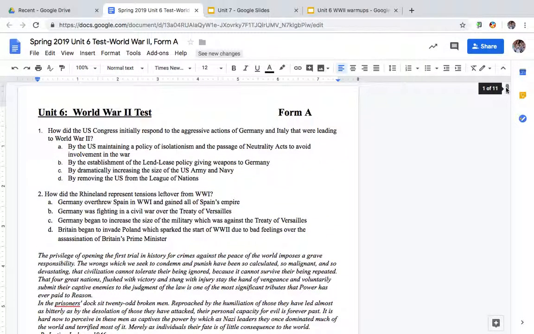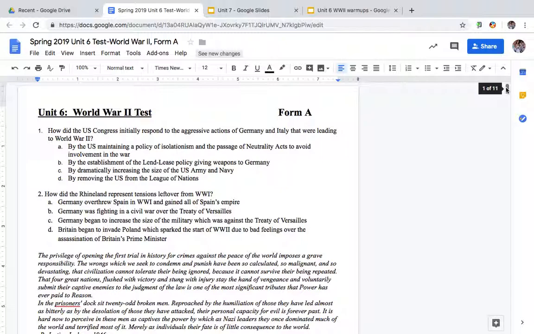A Unit 6 test. Number 1. How did the U.S. Congress initially respond to the aggressive actions of Germany and Italy that were leading to World War II? A. By the U.S. maintaining a policy of isolationism and the passage of neutrality acts to avoid involvement in the war.